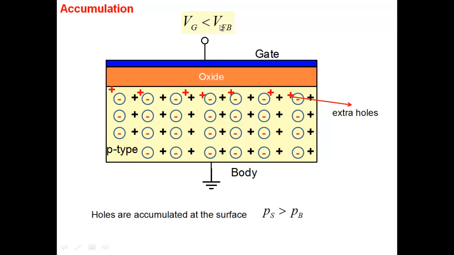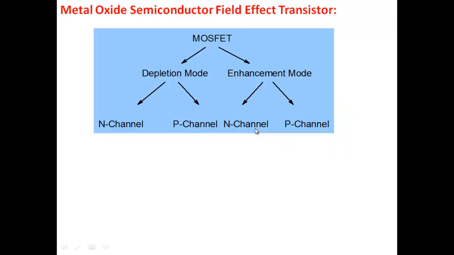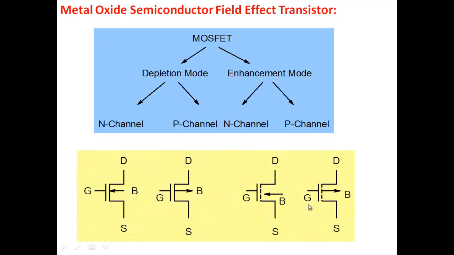So this region is called the accumulation region of MOS operation here, for Vg less than V flat band. All right. So with this background, the MOSFETs can be depletion mode, which we had seen earlier, and we just saw enhancement mode. And enhancement mode, or inversion mode, also can be N channel and P channel, and these are the normal symbols that we use here for a MOSFET.